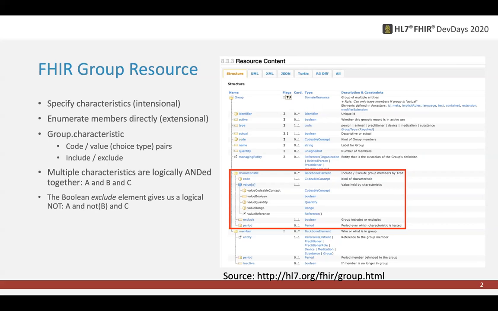Multiple characteristics are logically ANDed together. For example, A and B and C. There's a Boolean exclude sub-element that allows you to also have a logical not. So we could have A and not B and C.